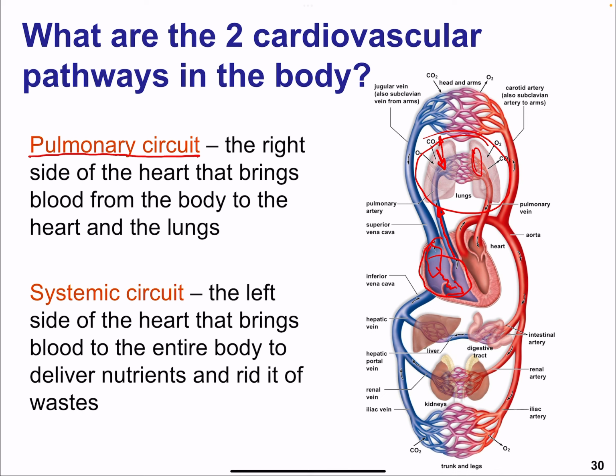Now that blood is going to go from the lungs to the heart, to the left atrium, right? And from the left atrium to the left ventricle, right? And then we go to the systemic circuit. In the systemic circuit, the blood is going to leave the left ventricle and be pumped into the body, here and here, the upper part of the body and the lower part of the body.